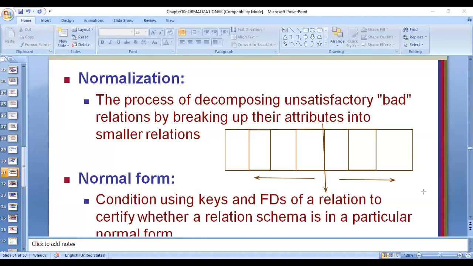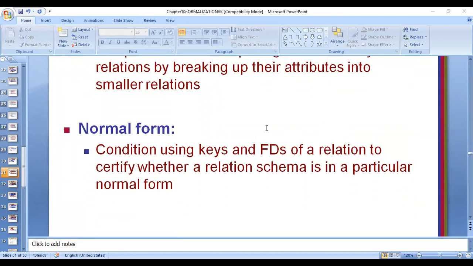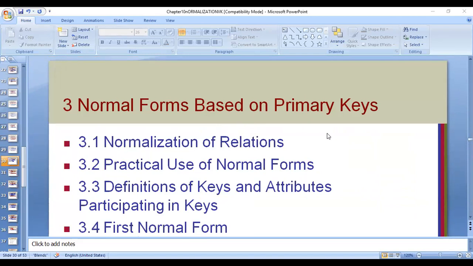Clear? So let us learn these rules for normalization. Before going to that, let us define one more term here. There is one more term called normal form.